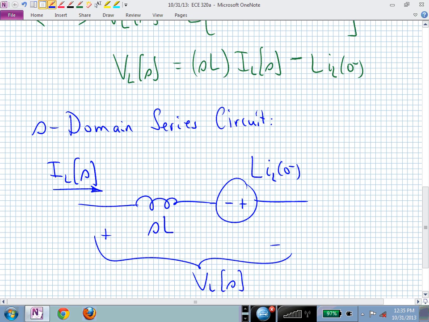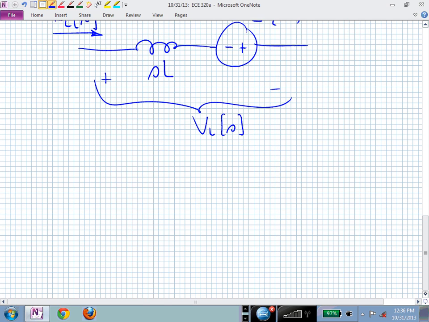If you were writing mesh equations, you would probably want to incorporate your initial conditions on these inductors as voltage sources in series with your impedance element. If you wanted to write node voltage equations, then you usually don't like to have voltage sources. You would prefer current sources. And we can derive that also.